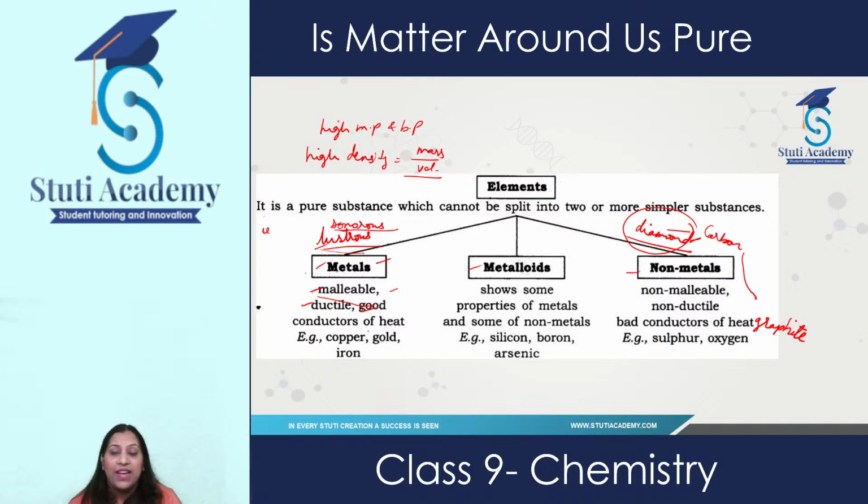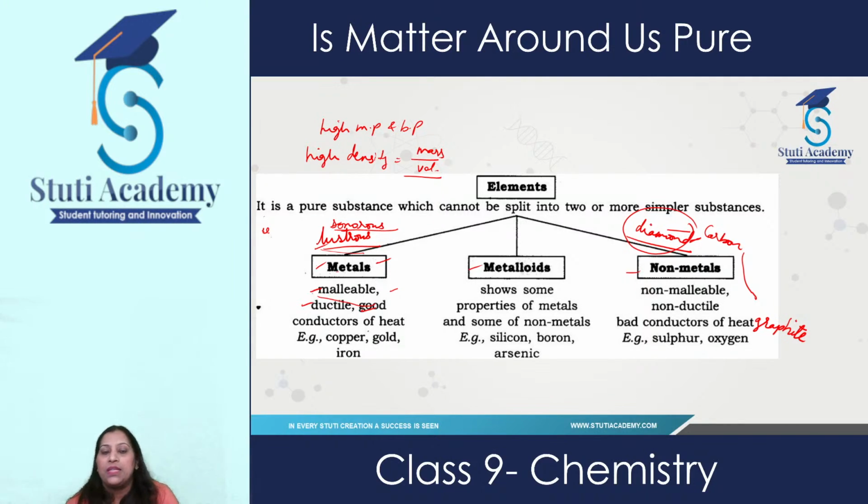They do not have high density except diamond again. So diamond is the exception, which has very high density. Otherwise, all the non-metals have very low density. And non-metals have low melting and boiling points again, except diamond. So these are the properties of non-metals.